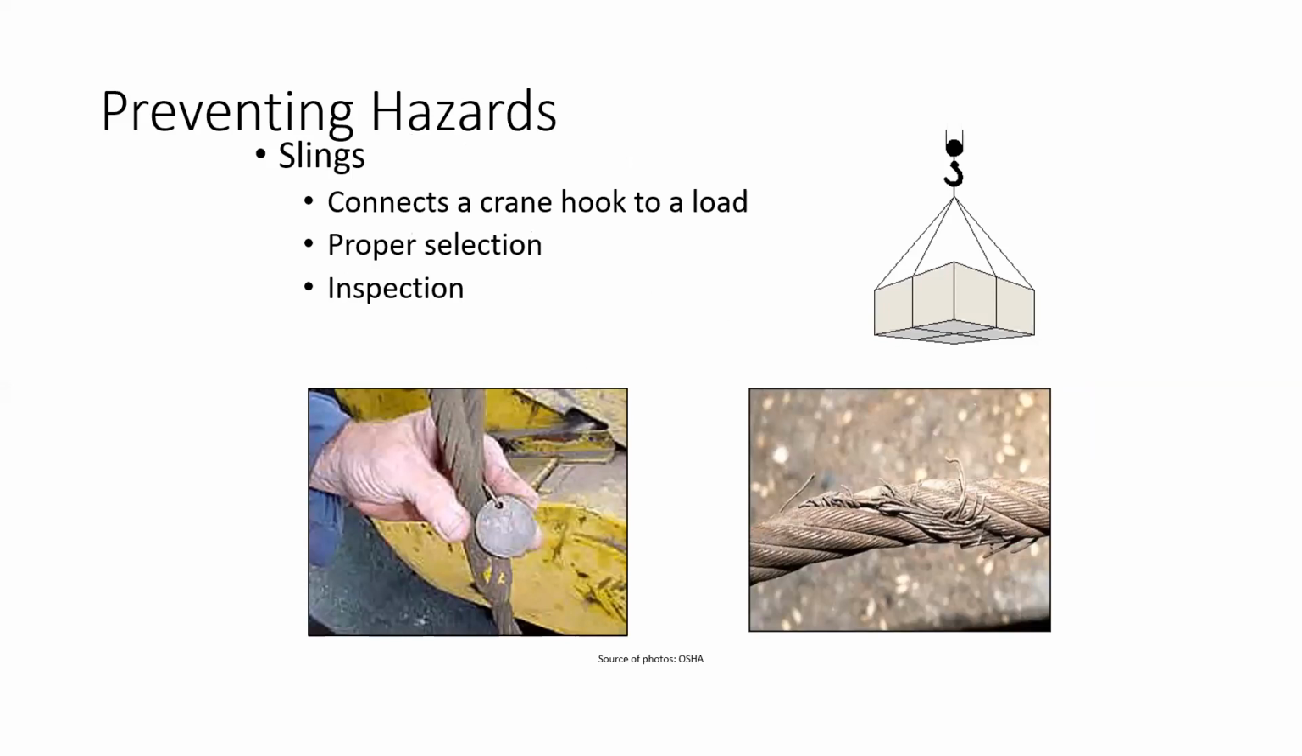Slings connect a crane hook to a load. It should be a proper selection, and it should be inspected. Like if you see here, you can see whether this affects the load or not. You should inspect, okay, and the proper inspection depends on the type of the slings.